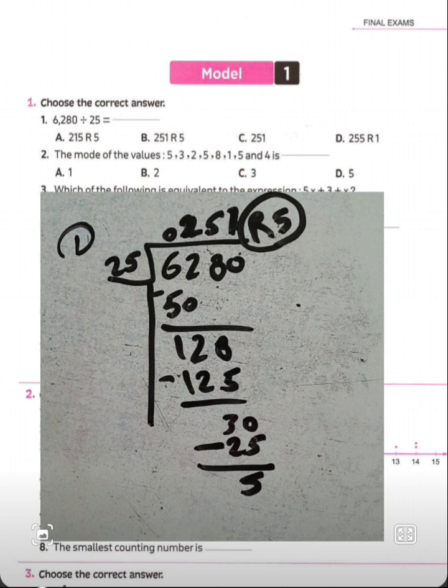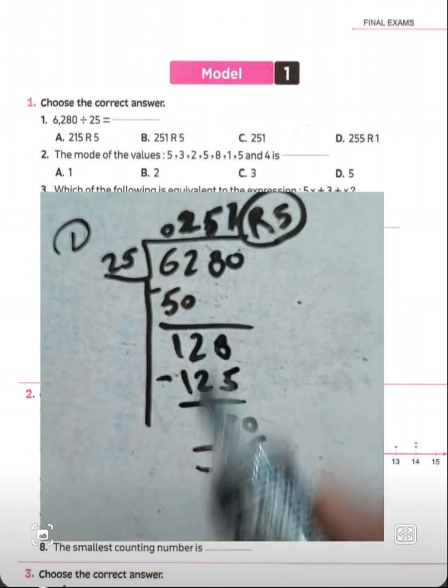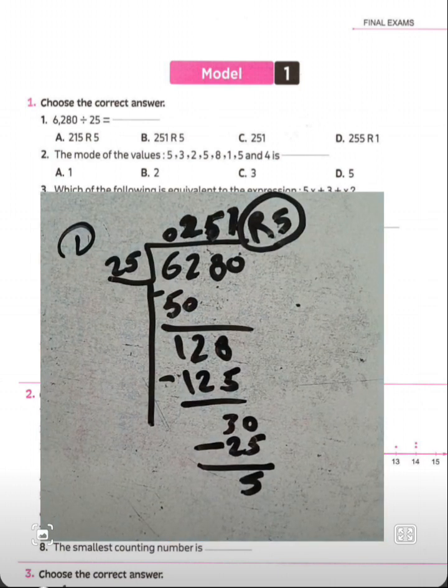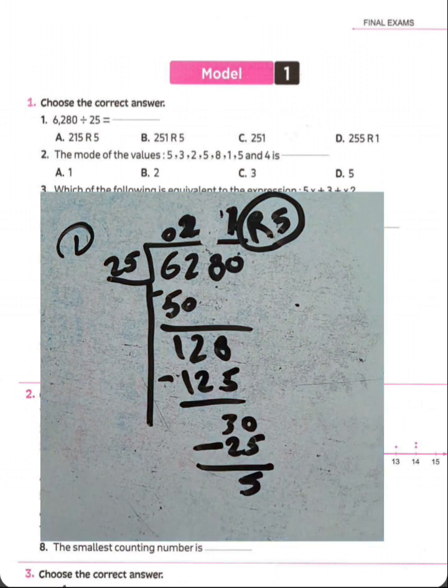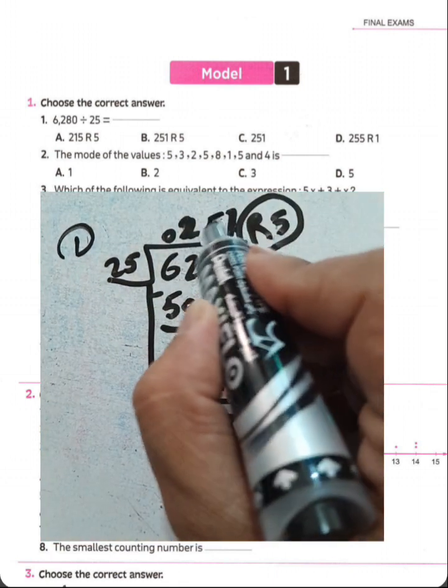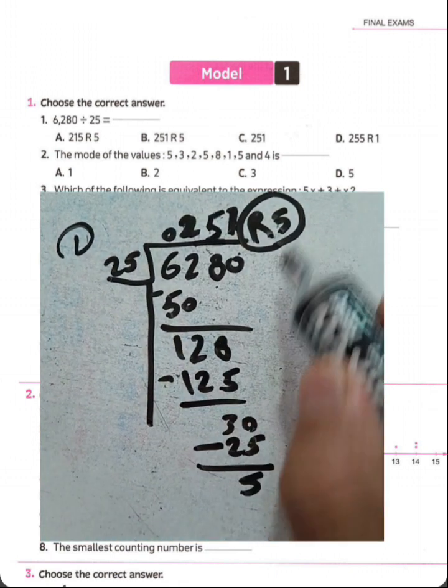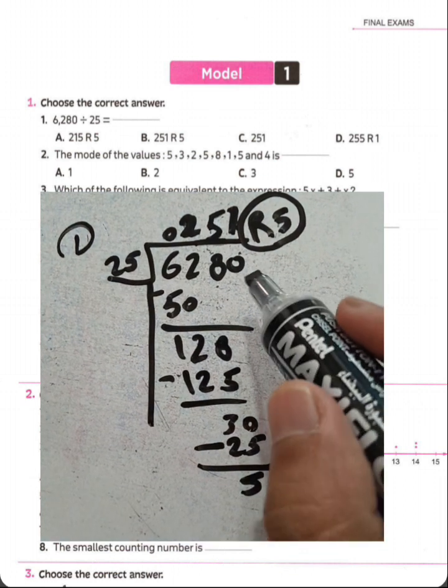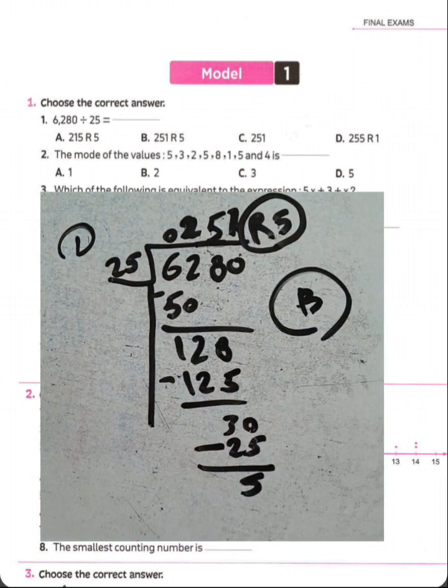Okay, understood? 251 and the remainder 5. Letter B. Question number 2. The mode of values 5, 3, 2, 5, 8, 1, 5, and 4 is. What is the digit here repeating? Can you tell me about question number 2?